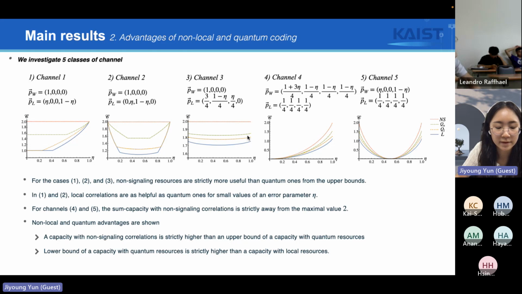At the same time, for channels 1 and 2, local correlations are all as helpful as quantum ones for small values of an error parameter eta. And then for channels 4 and 5, the sum capacity with no signaling correlation is strictly away from the maximum value too. So from here, non-local and quantum advantage are shown. Capacity with no signaling correlation is strictly higher than an upper bound of capacity with quantum resource, and a lower bound of capacity with quantum resource is strictly higher than a capacity with local resource. So we show the advantage of non-local quantum coding here.